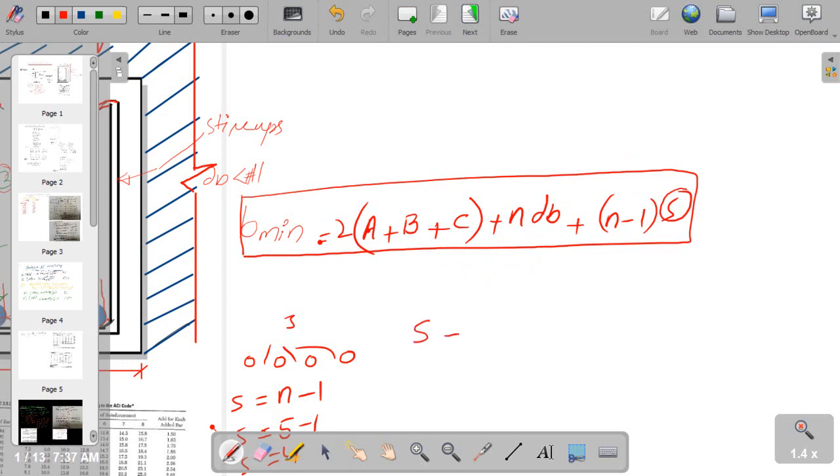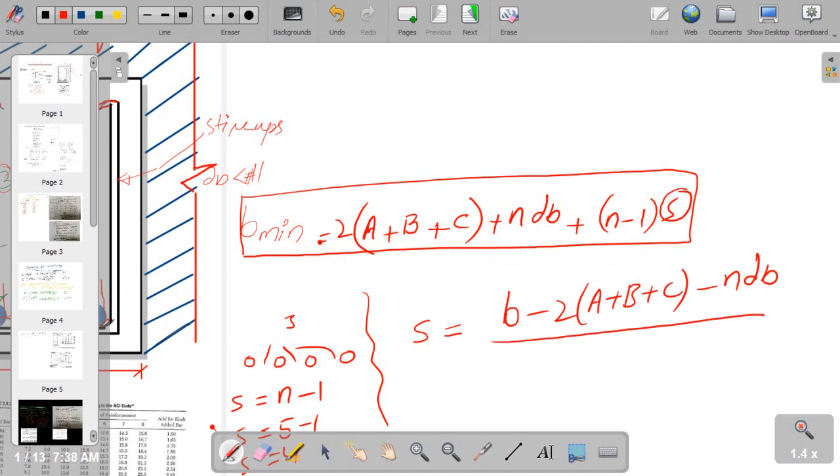So how to determine S? That is the spacing among the bars, because sometimes we need the spacing. It can be determined by B, the width of the beam, minus 2 times (A plus B plus C), minus n times the diameter of the bar, divided by n minus 1. This will find out the spacing amongst the bars.